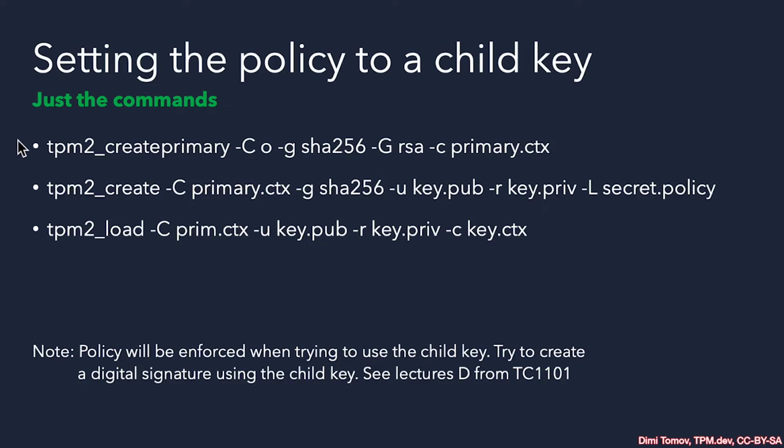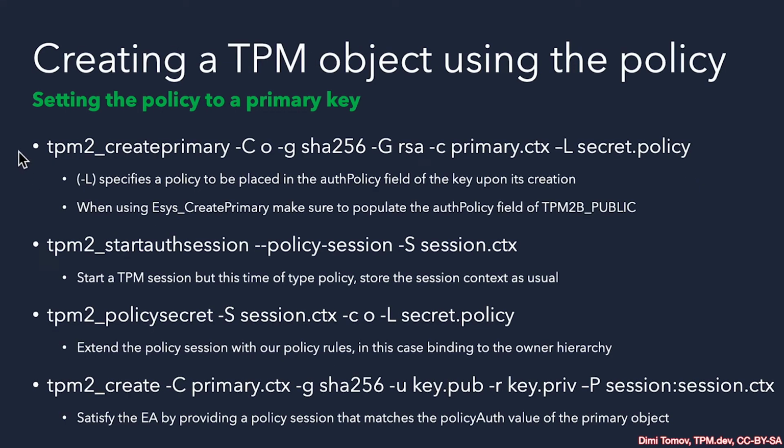This is a summary of the TPM2 commands to generate a child key using a policy. Remember, to load the key, we do not have to satisfy the policy because the policy is applied on the usage of the child key. And our primary key in this example has no special authorization. This is why we will be able to load the key. But when we try to use the child key, we would have to satisfy the policy using a TPM2 policy session.